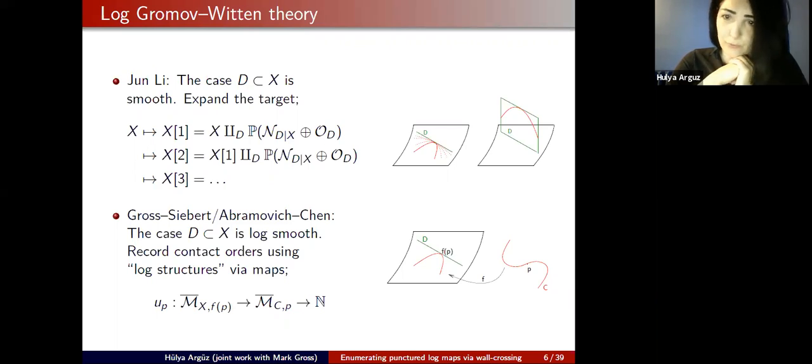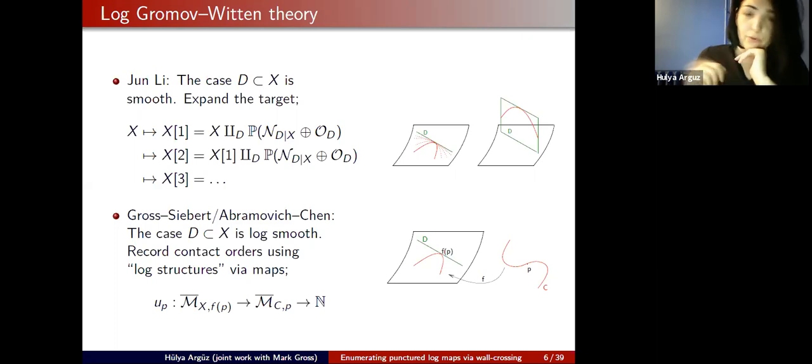So if you want to encode the data of a contact order at a marked point P, mapping to f of P with some given contact order, you can say, okay, if the contact order is 5, I'm going to encode this data by defining a map which maps 1 to 5. And the way to define such maps is looking at some sheaves, which I denote by m bar, which I will define. They are called Gauss sheaves. And these sheaves are the discrete part of the log structure we're going to define. And this has the advantage that it works without modifying the target, and it works for more general divisors.